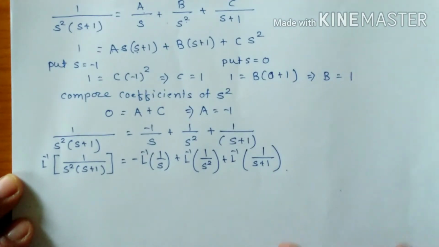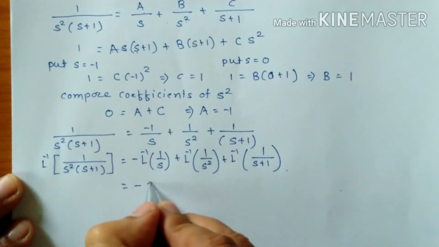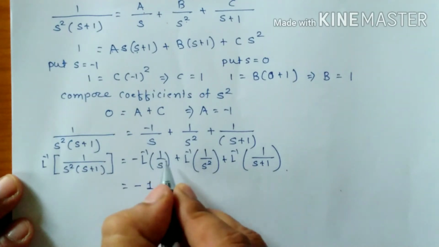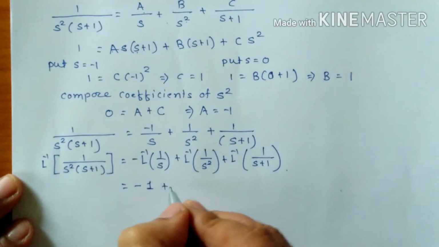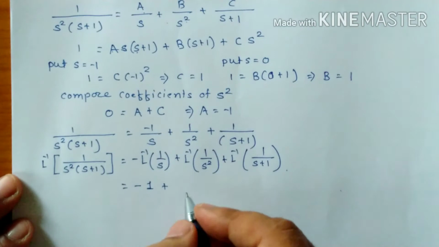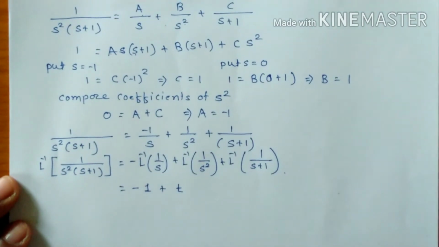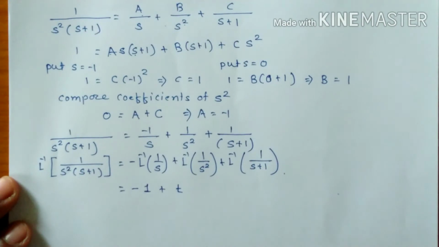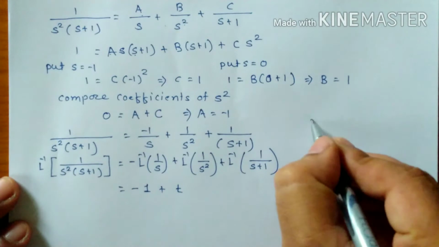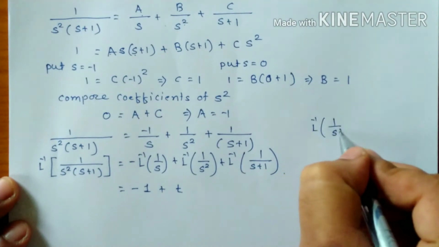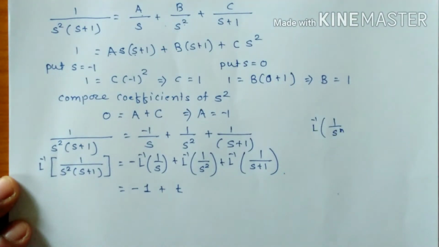Now what are their inverses? So here inverse of 1 upon s is 1, plus inverse of this is, yes, t. Okay, is it only t? Can anyone tell us what is the inverse Laplace transform of 1 upon s raised to n, if n is a positive integer?